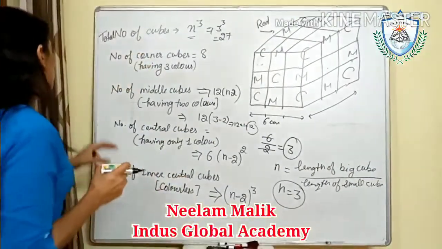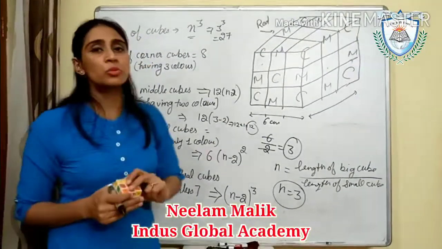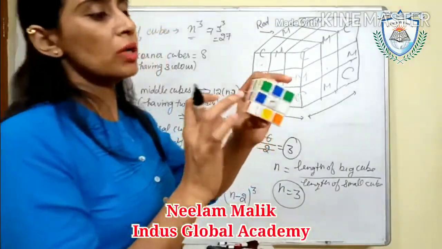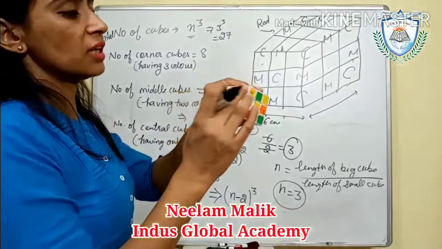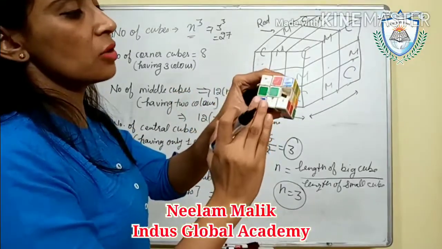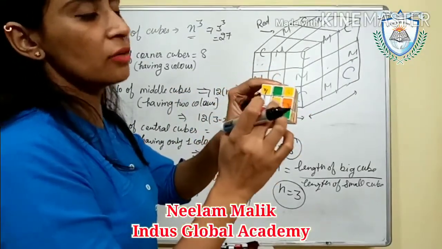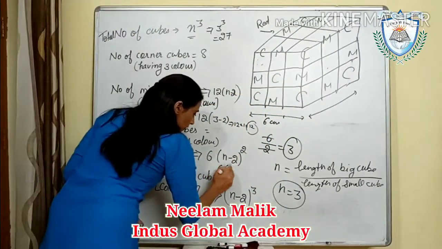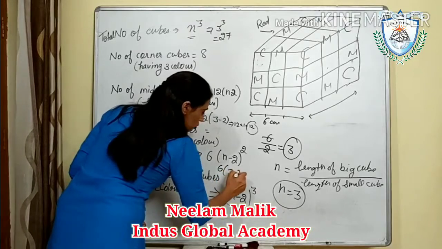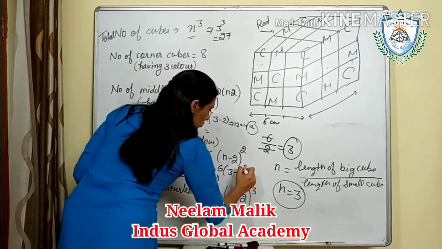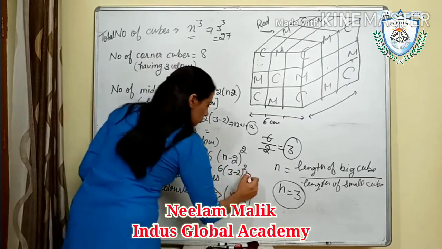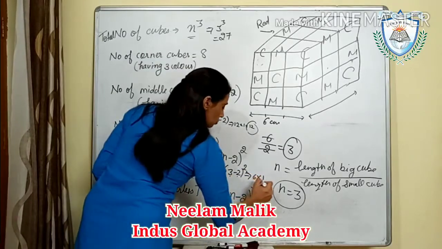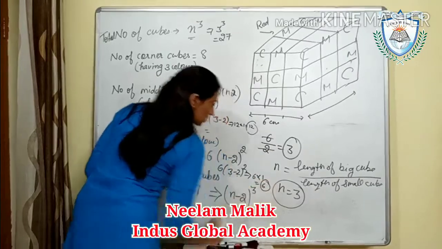Okay, so now the number of central cubes. Central cubes means having only one color. Here we know it is only 6, because there are 6 surfaces. All the edges will be cancelled, and only the center will remain. So there are 6. Let's check this also. 6, n is 3, minus 2, whole square. So 6 into, here it will be 1, and 1 squared will be 1. So what is our answer? 6.